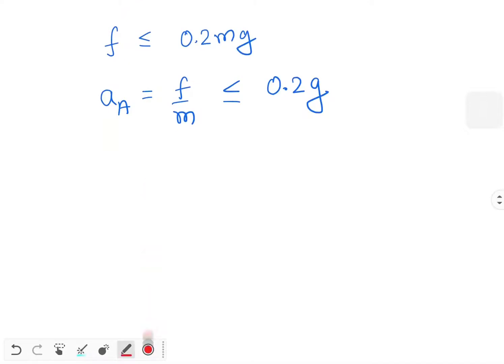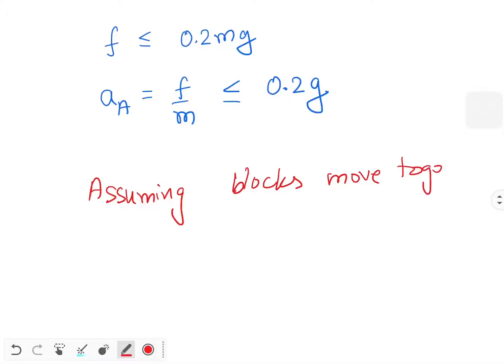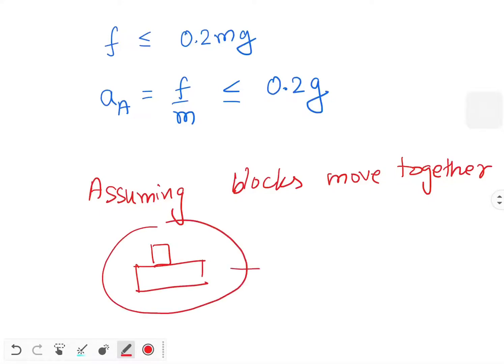So for that, it's like a coin toss. Like you have to guess whether it will be heads or tails, and then you have to solve. You have to see after tossing the coin what you are getting. So here let's toss the coin and say that blocks move together. Assuming blocks move together. Okay. If they are moving together, they will have same acceleration. Correct. Then we can treat them as a single system which is having a net external force 2 mg.